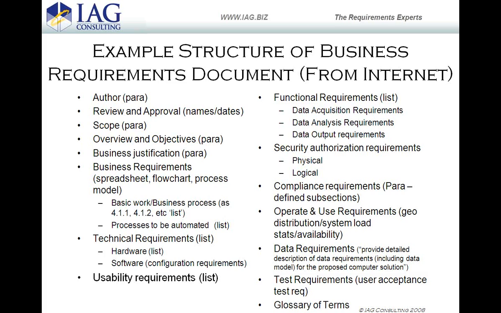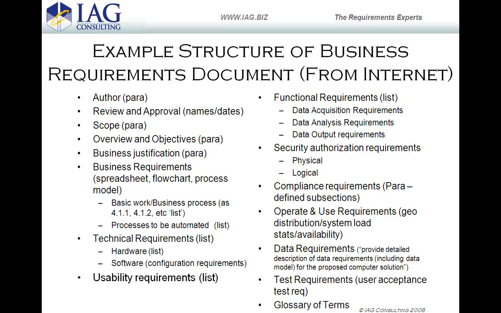Now, the next one was business requirements. And what it said is that business requirements can be provided in a spreadsheet, a flow chart, or a process model form, but you have to make sure that you're putting in the basic processes as 4.1, 4.11, 4.12 if you're going to list the requirements. And the next thing is it said you needed to identify the processes to be automated, and your expectation was that you'd put in a list. That's why it says list there.